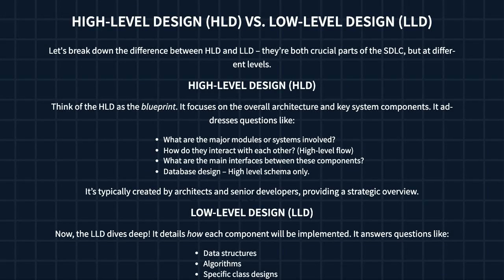Okay, so when we're talking about SDLC in design, it's really important to understand the difference between high-level design and low-level design. Think of the HLD as your big picture blueprint. It outlines what needs to be built and how the different parts of the system will generally interact. It's a strategic overview. Then you have the LLD, which is like zooming in really close. It gets into the details of things like data structures, algorithms, and exactly how each component will be coded. Basically, the HLD tells you what to build, and the LLD shows you how to build it.